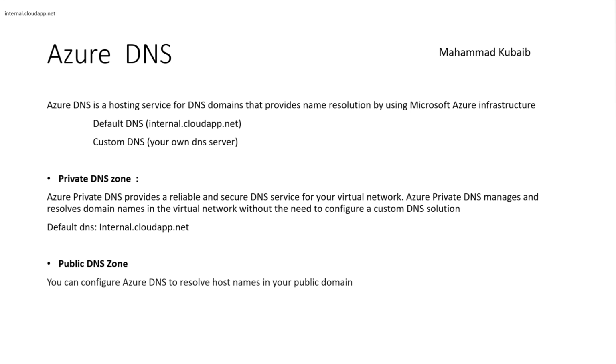Then we have a custom DNS, your own DNS server. For example, if you want to use your own DNS server instead of the default Microsoft one, say you have your DNS server on-premise, or you have built your DNS server in Azure itself, then you can use that DNS server on your VNet, so that all the name resolution will happen using your own DNS server instead of the default one. Let's go back to our whiteboard and we will see in detail.